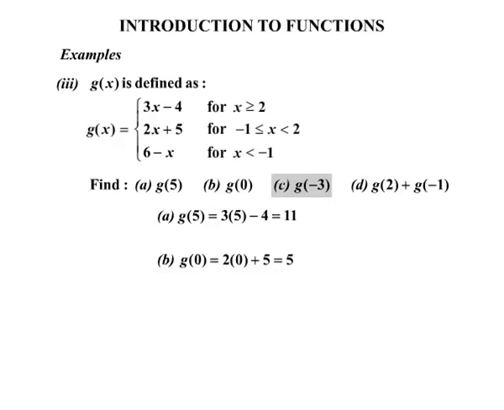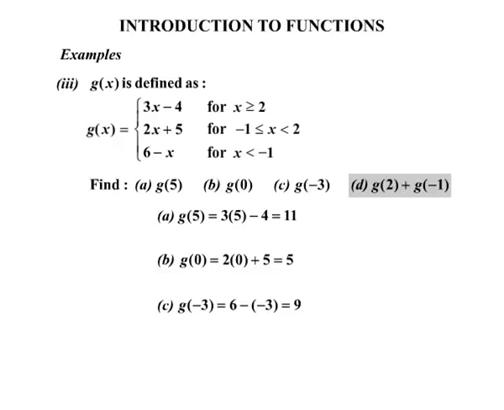The next one, g of minus 3. Well, g of minus 3, let's write that down. The x has been replaced with minus 3. So again, which rule do we choose? Well, look, if x is minus 3, certainly it's less than minus 1. So as a result, we're going to be using this third rule. So using this rule, when x is minus 3, we get 6 minus minus 3, and that works out to be 9.